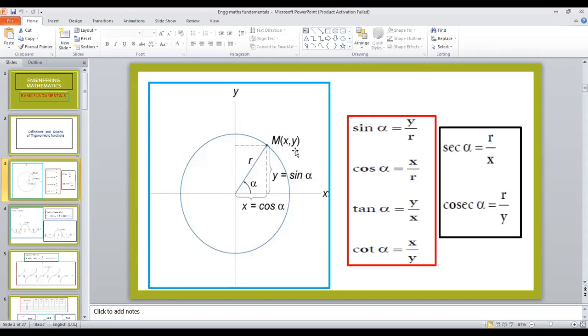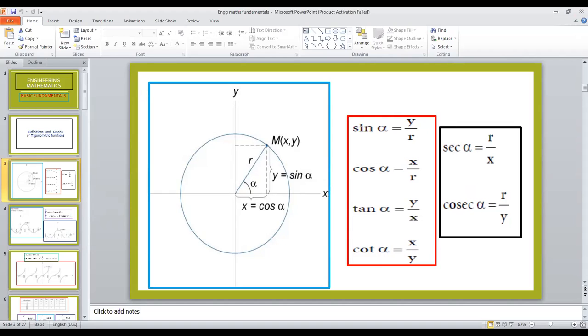So M of r theta, you have defined that point algebraically, not geometrically. Do you get the meaning of r? R is the distance of the point with respect to the origin. And alpha is what? Alpha is the angle, that is theta. Alpha is the angle made by the radius vector in anticlockwise direction with the x-axis. Okay.